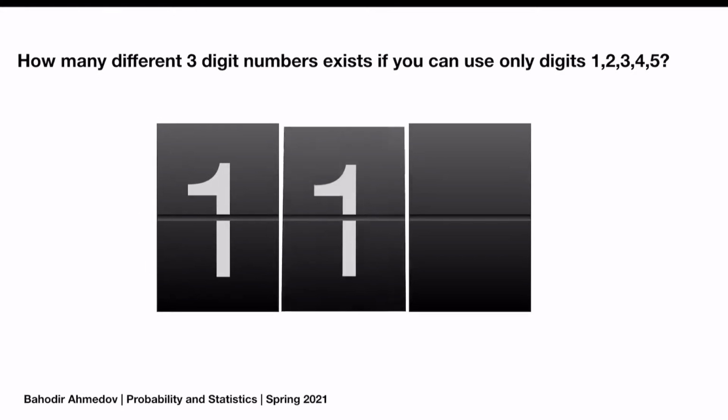How many different 3-digit numbers can you create if you can use only these 5 digits: 1, 2, 3, 4, 5? I don't want to just write down the answer. I would like us to understand the solution. We can assign different numbers to the positions. For example, I can assign 1, 1, 1 to all 3 digits. This is going to be one of the options.